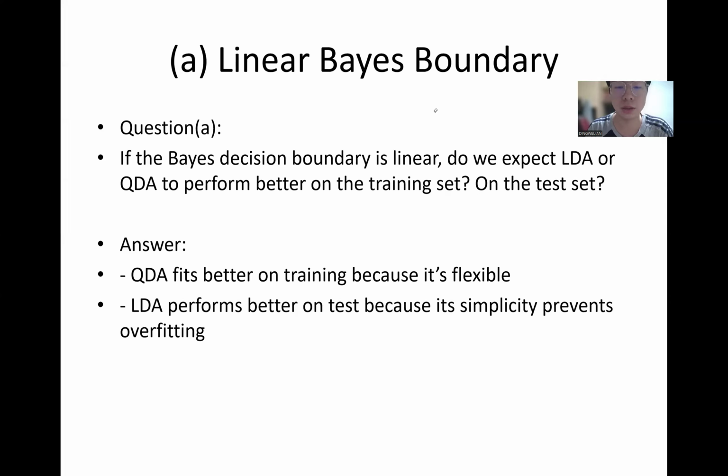On the training set, QDA might fit slightly better because it's flexible, but on the test set, the same flexibility can lead to overfitting. LDA, being simpler, usually performs better on new data. So when the truth is linear, LDA wins. So it's because the LDA is simpler and more reliable.